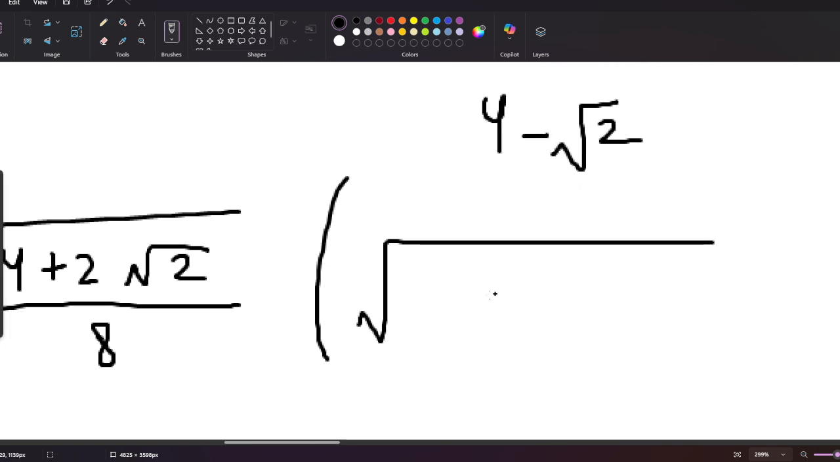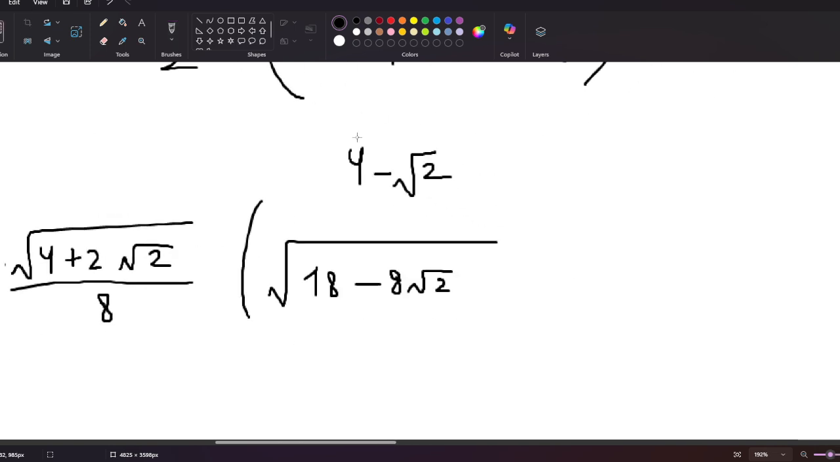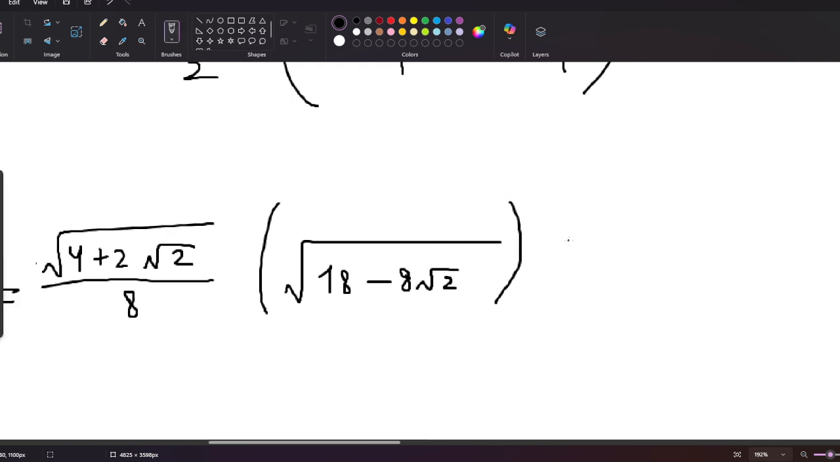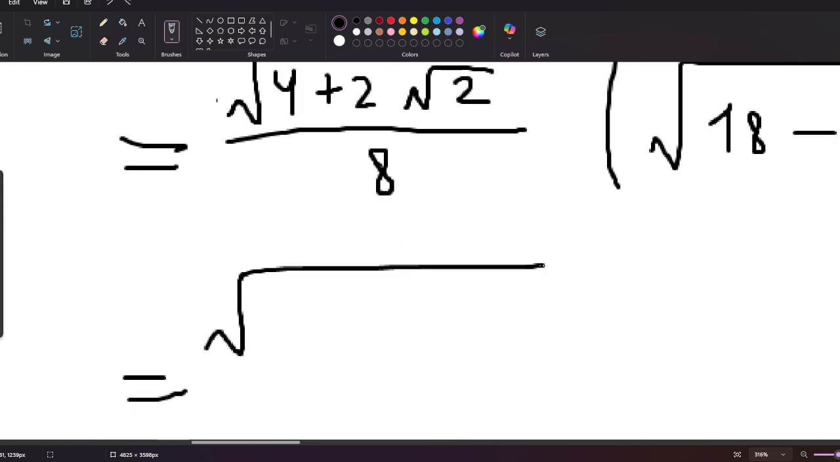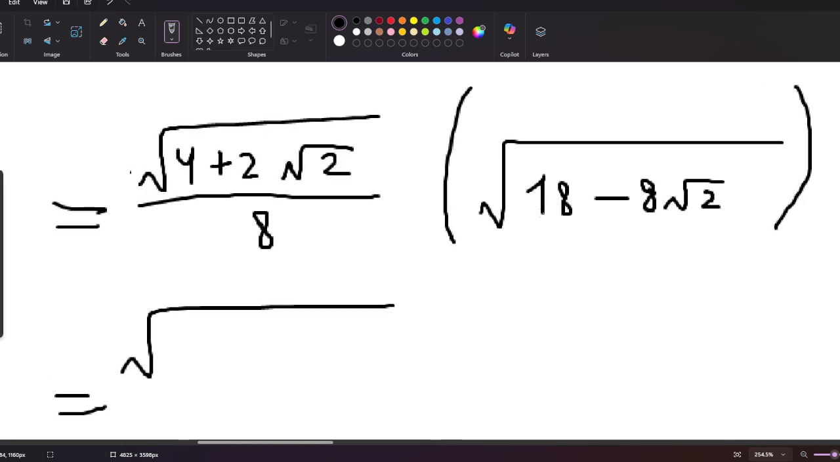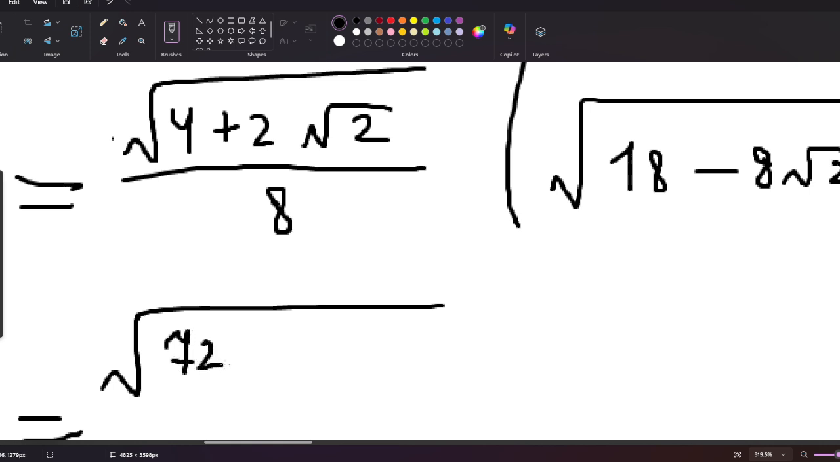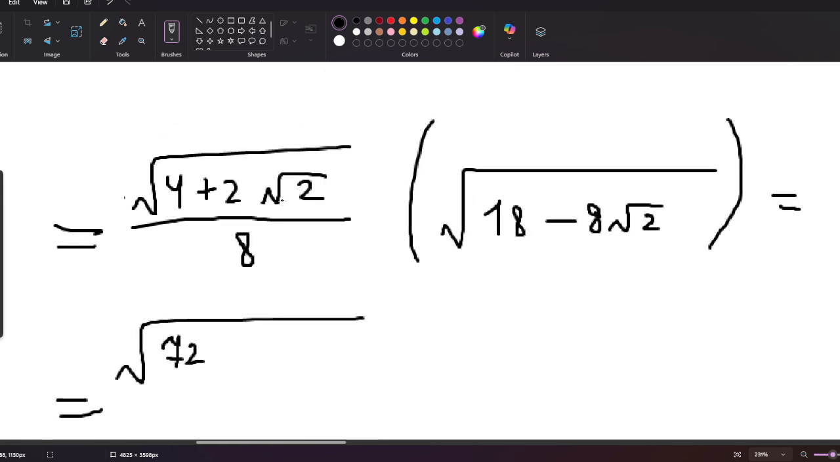That's going to be 16 plus 2, that's going to be 18, and minus 8 square root of 2. So now let's bring it into this root. It's going to be 4 times 18, so it's going to be 40 plus 42, 72. Now next we're going to have plus 36 square root of 2 minus 32 square root of 2, which is going to be plus 4 square root of 2. And minus 32 over 8.